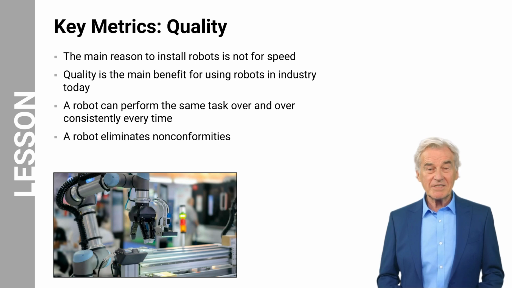The first metric we'll discuss is quality. Robots are installed not just for speed, but also for consistency, which is one of the main benefits of using robots in the industry today. Robots can perform the same tasks repeatedly with consistent precision, ensuring uniformity in operations. Additionally, robots can eliminate nonconformities. For example, when an operator places a part inside a machine, they might not position it in the same location or orientation every time. However, with the implementation of a robot, the part can be consistently placed in the exact same orientation and spot each time.